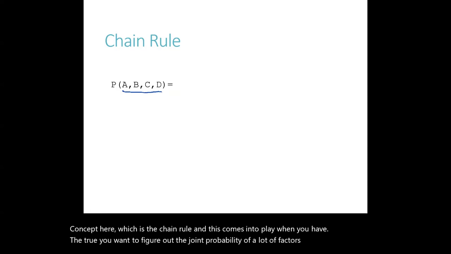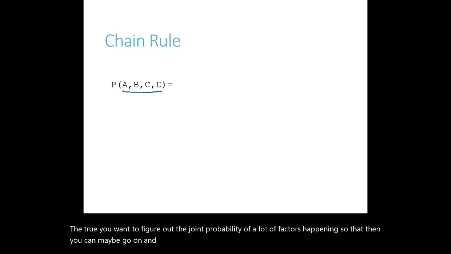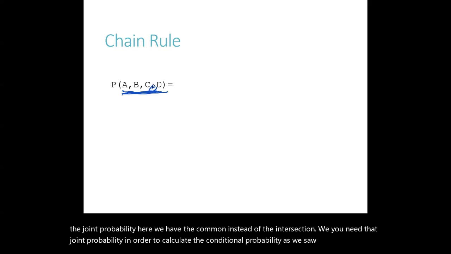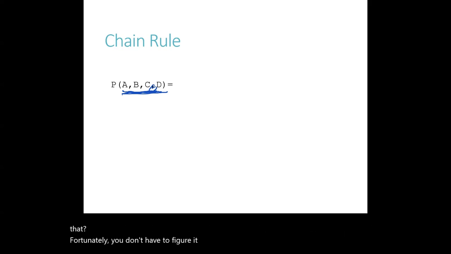So that then you can maybe go on and calculate the conditional probability, right? Because you need the joint probability. Here we have the comma instead of the intersection. You need that joint probability in order to calculate the conditional probability, as we saw. So how do you do that? Well, fortunately, you don't have to figure it out because we have this thing called the chain rule.